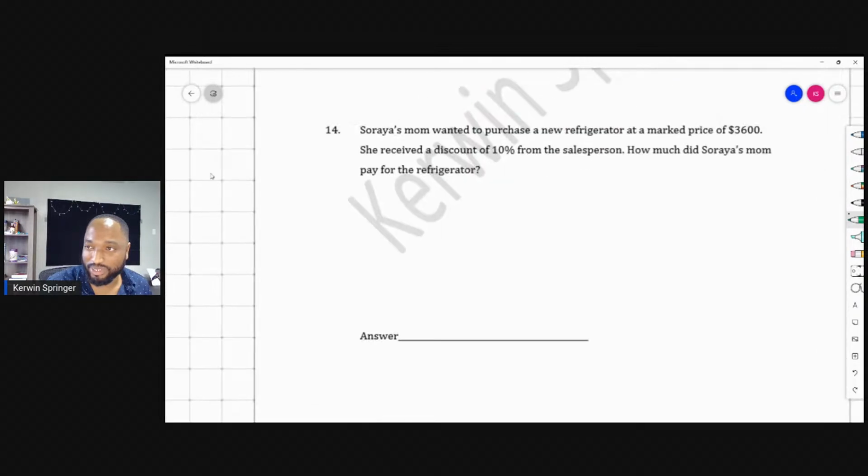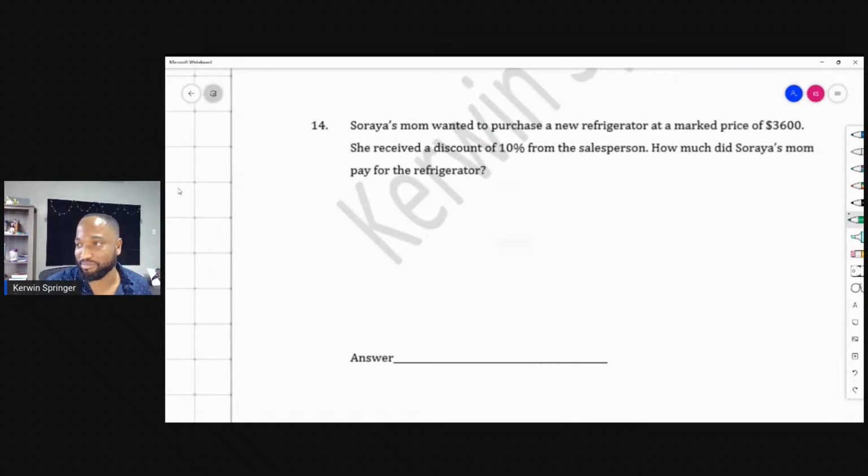Soraya's mom wanted to purchase a new refrigerator at a marked price of $3,600. She received a discount of 10%. Note, this style of question may not show up in this wording, but percentage could still come. So a 10% discount from the salesperson. So how much did she pay?